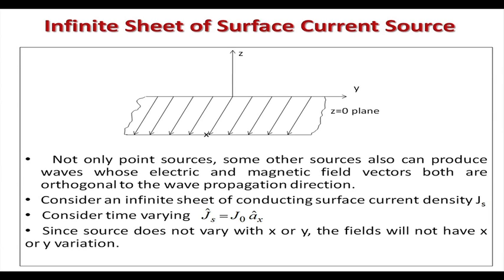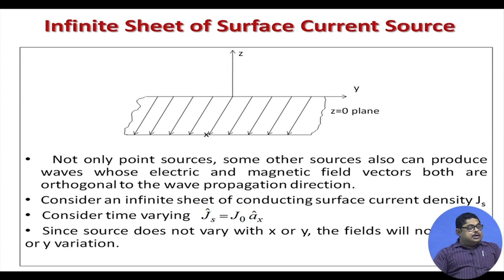So, not only point sources, some other sources can also produce waves whose electric and magnetic field vectors are both orthogonal to the wave propagation direction. Consider an infinite sheet of conducting surface current density, let us call it Js. Obviously, since we are talking of an electromagnetic field, this is not a DC current, it is an AC current, that is why I am writing time varying Js. The surface current density has a time function, it is dependent on t, and for simplicity I have assumed that it is in the xy plane, x directed. It can lie in any direction, but we can orient our axes so that for simplicity it becomes x directed.